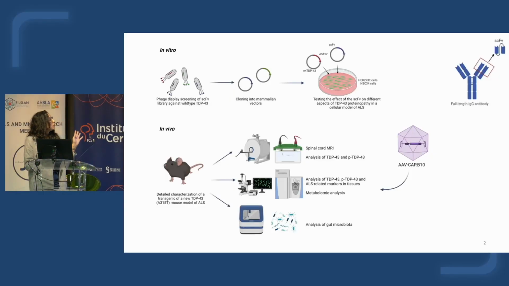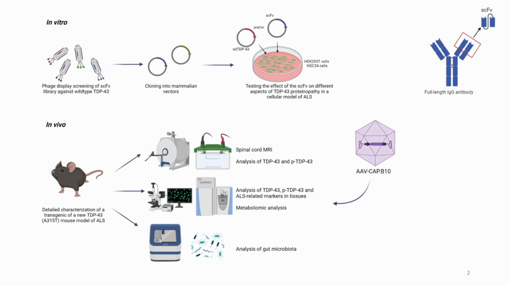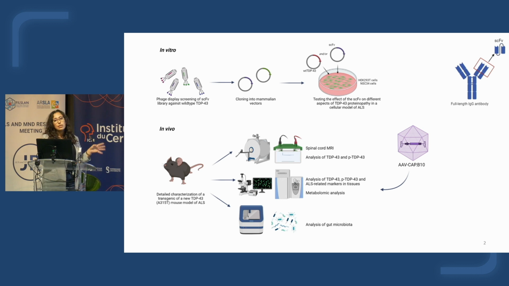So there are three axes to this project. The first is the use of single chain variable fragments, which, for those of you who are not familiar, are basically variable regions of an antibody's heavy and light chain that are bound together through a peptide linker. These are biotherapeutic agents that are commonly used. In the first part of the project, we wanted to take these scFvs and screen them against TDP43 proteinopathies, clone them into vectors, and then look at their effect in vitro.